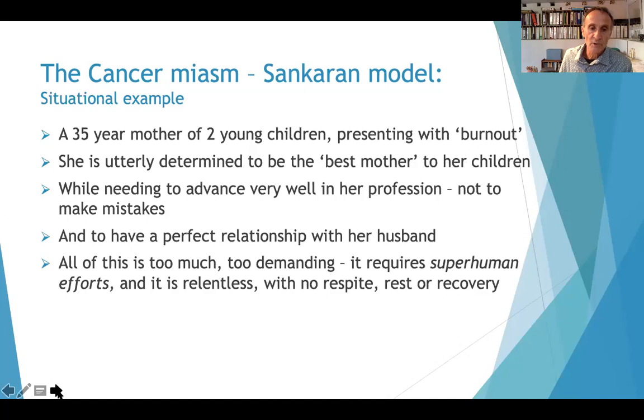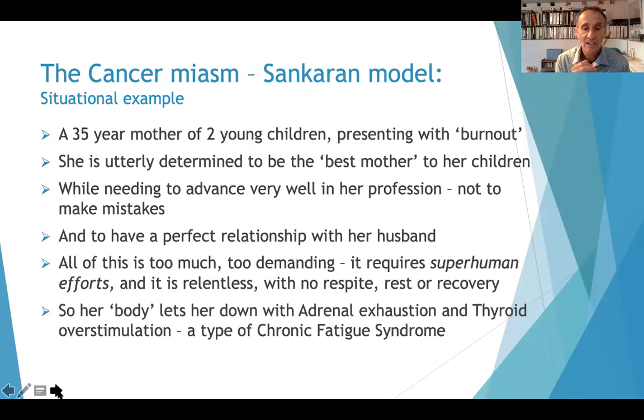There's no respite, rest, or recovery. So her body lets her down with adrenal exhaustion and thyroid overstimulation, a type of chronic fatigue syndrome. Okay, so we can see there's collapse here, in some ways a bit similar to the typhoid miasm, but the collapse comes from a different response.